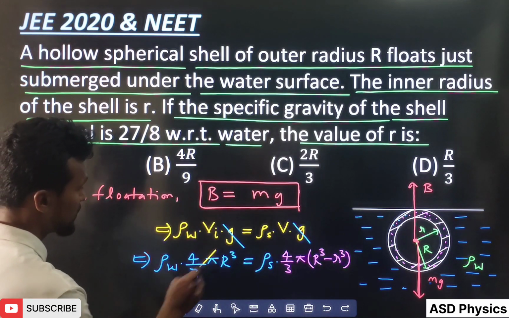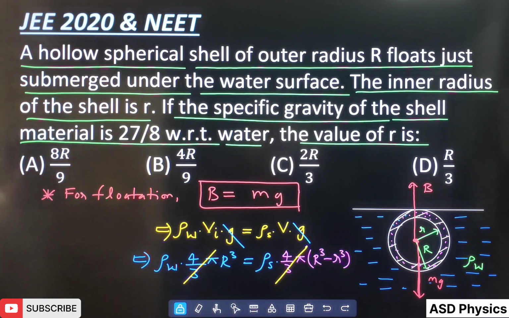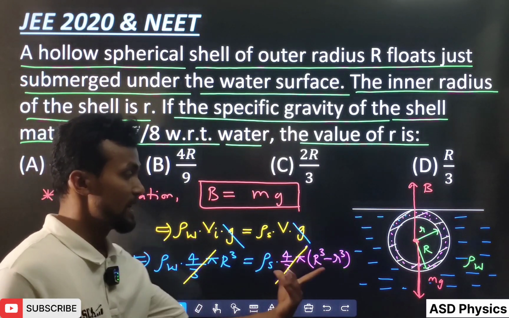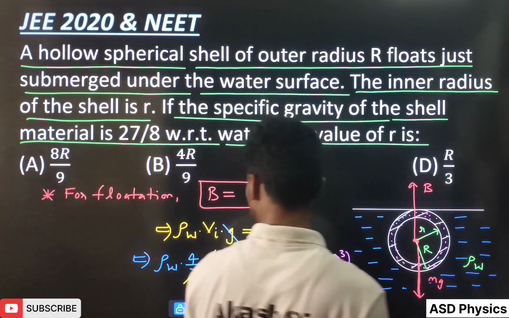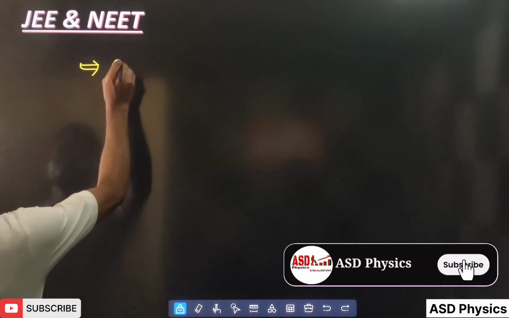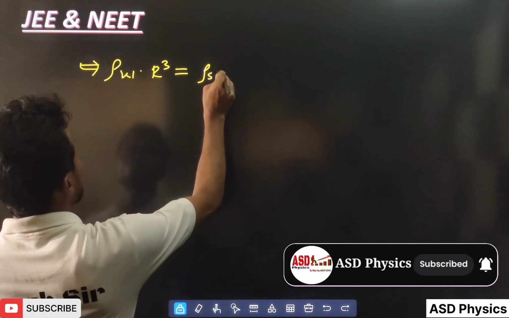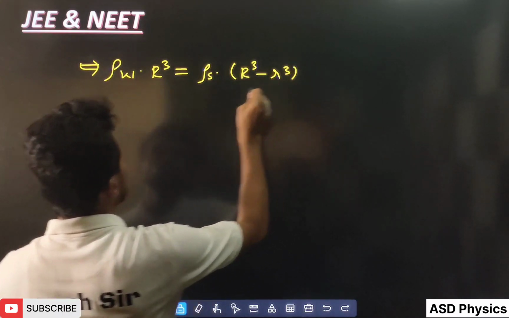So what will happen? This 4/3 π and this 4/3 π cancel. Remember that on the left side we are using the volume that is immersed, and this is the volume of the material. So now we write: ρw × r³ is given by ρs × (R³ − r³).